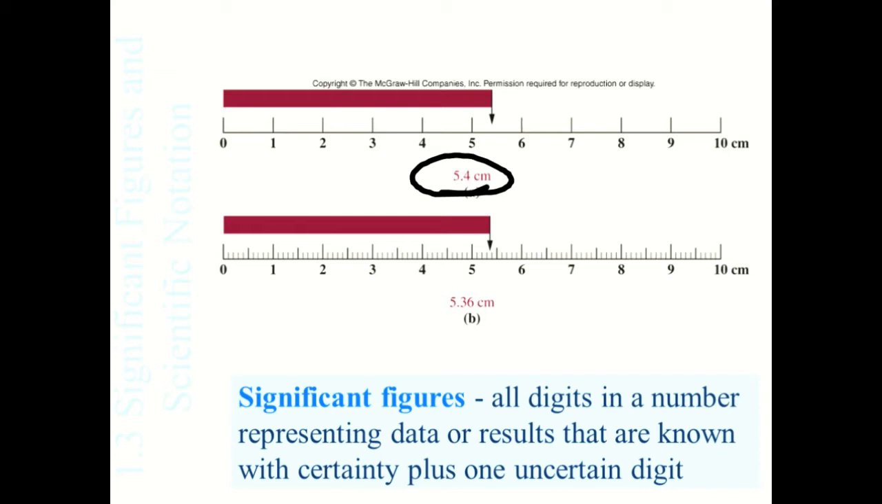They could have said 0.3, or they could have said 0.5. So it could have been 5.3, 5.4, or 5.5. It is a guess. That's the uncertainty in the number, and that tells us the last significant digit. The last significant digit in a measurement is the guess digit, the one that I have to guess.